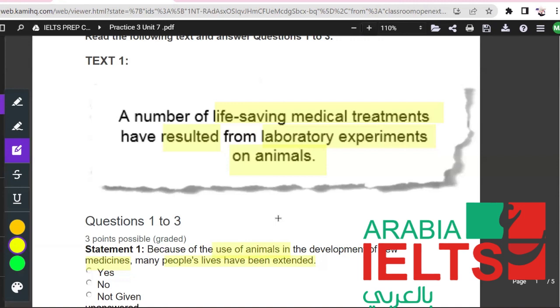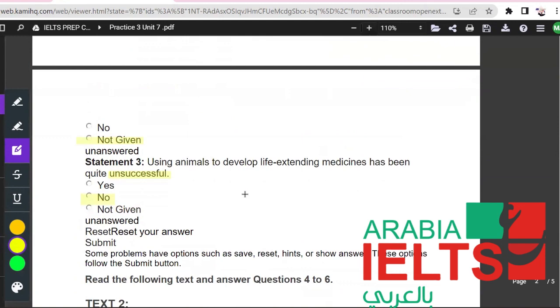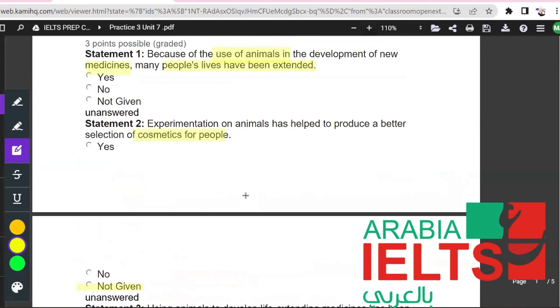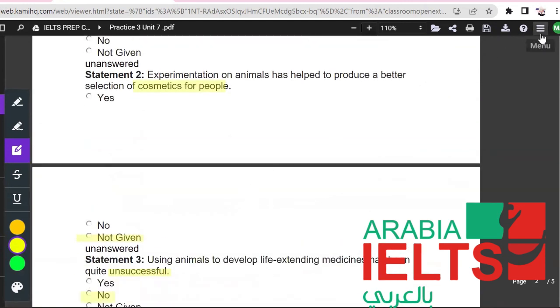If the idea is somehow contradicting the writer, then the answer is no in that case. But let's continue to understand better.